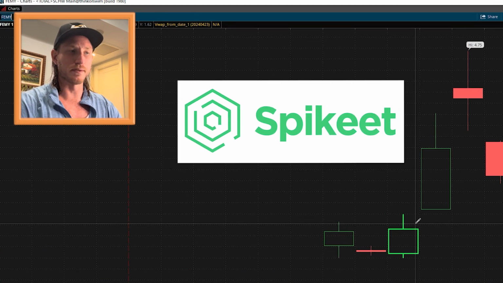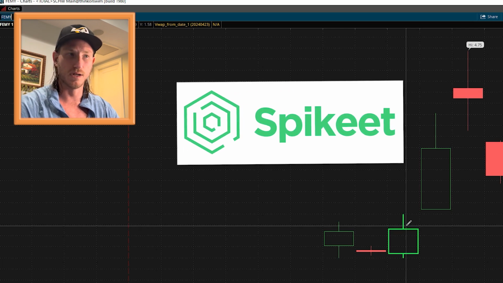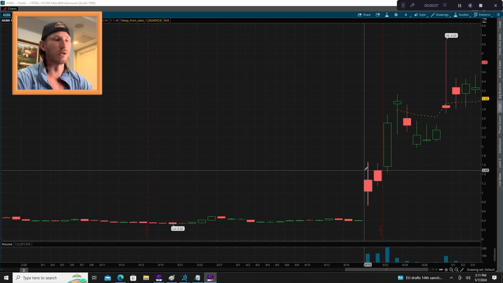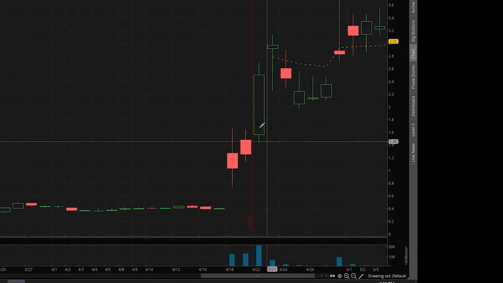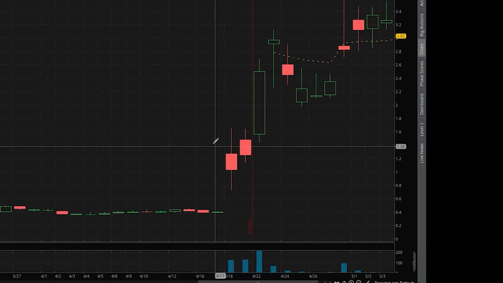Now, how would you build this out on Spikeet so you know what to expect and even have more examples to filter through? That's what we're going to discuss today. What we are aiming to do is put into literal words how you define this type of setup, so that you can go back and backtest this setup and see if there are good results when stocks set up in this specific way.